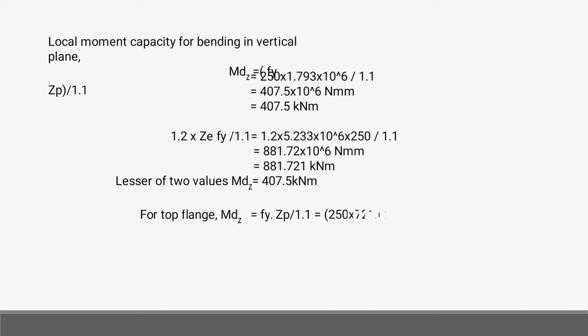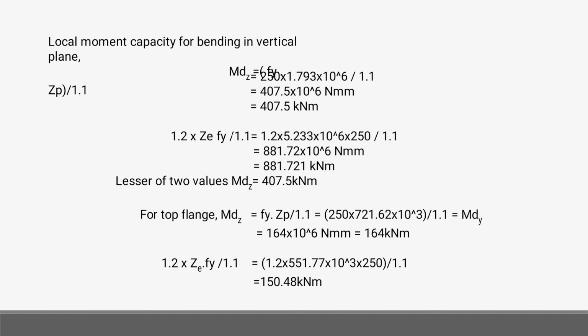So for the top flange, MDZ is equal to Fy into ZP divided by 1.1, which is equal to MDY. So 164 kilonewton meter. Again you find out the MDZ, and Fy is equal to 150.58 kilonewton meter. For the top flange, MD is equal to 150, which is equal to MDY.